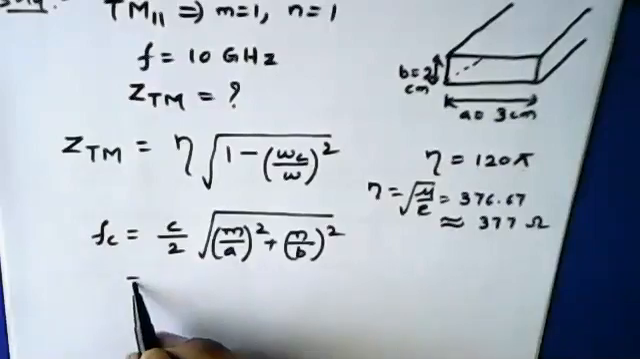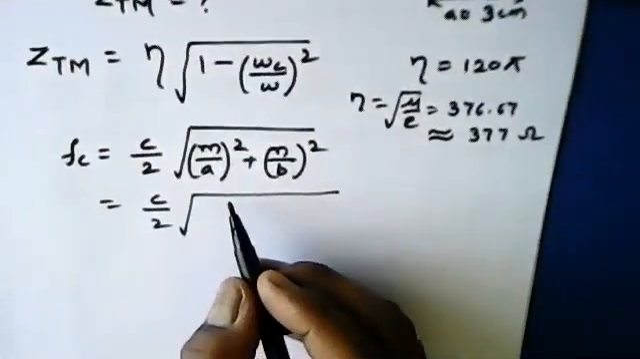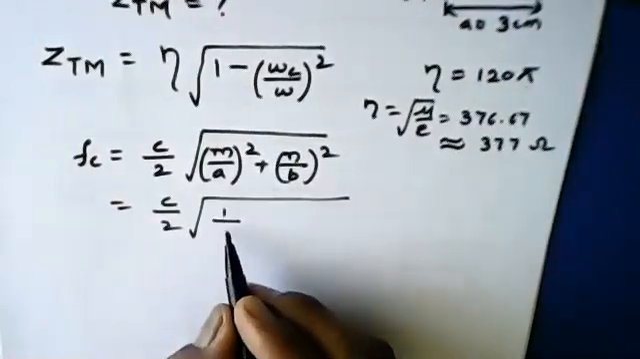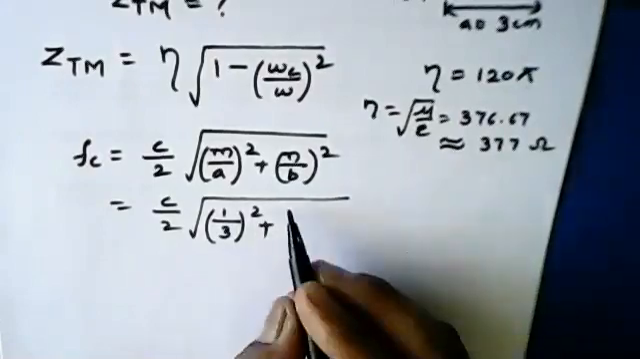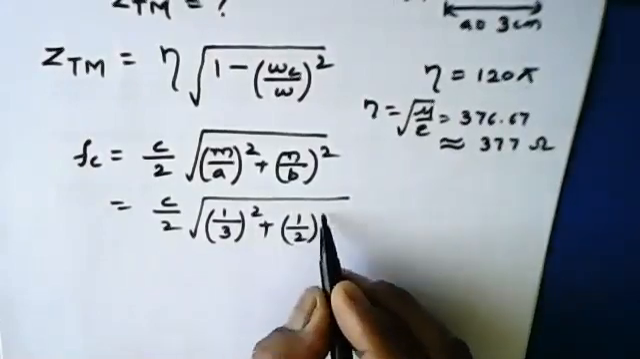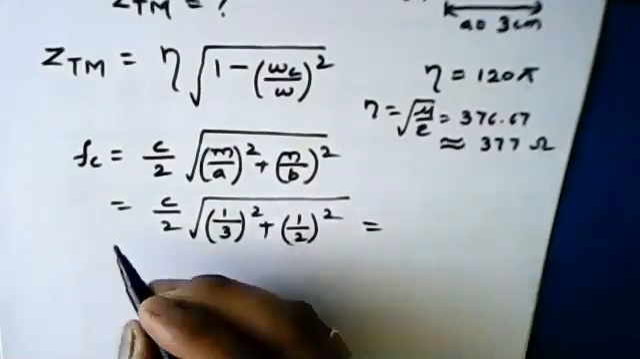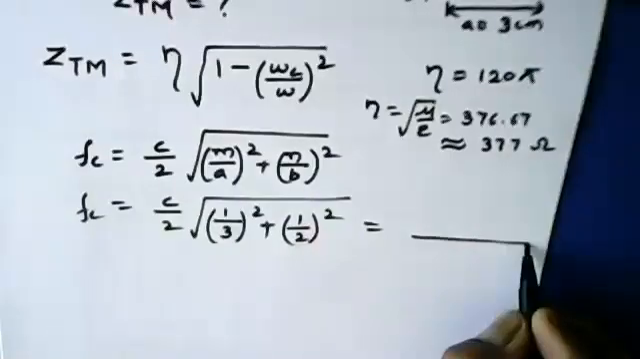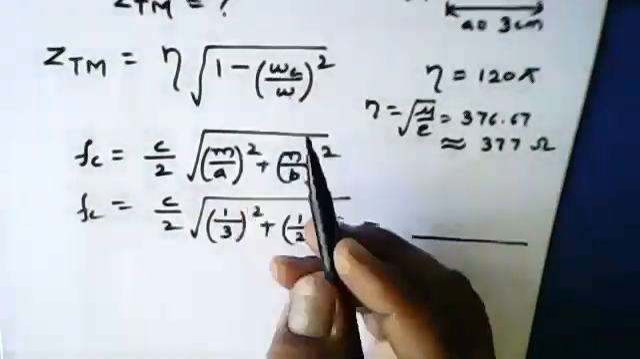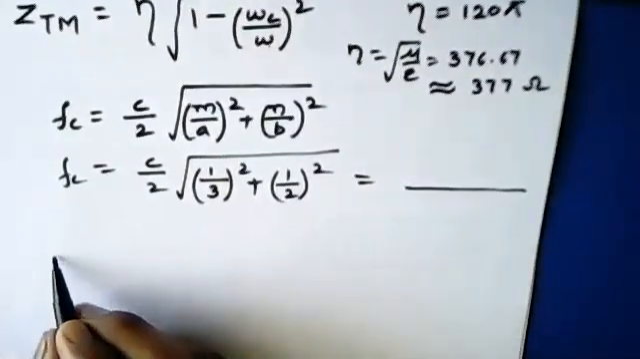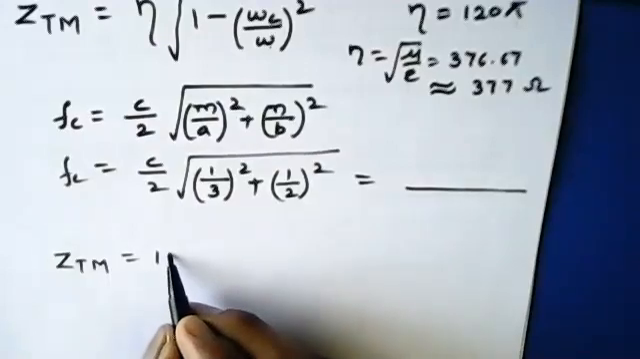Both are 1. So it is c by 2 root of, m value is 1, 1 by a, with a given as 3 centimeters according to the dimensions of the waveguide, and 1 by 2 whole square. From this, let me calculate what fc is. Just tell me the answer of fc. Once fc is known, substitute the value here and tell me what the ZTM is. So this is your duty now. Unless you tell me, I am not going to work this out.